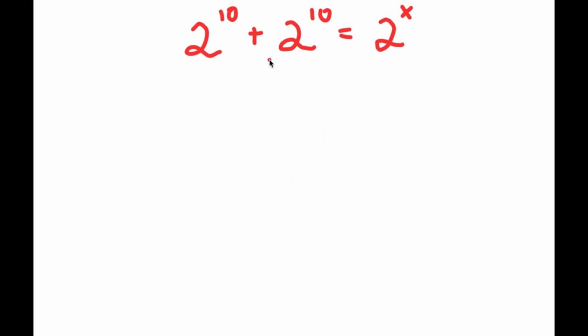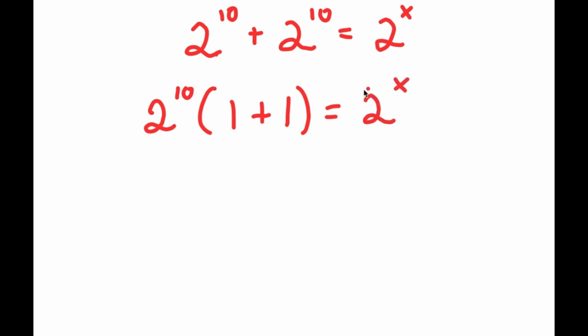Alright, so in this problem, I have 2 to the power of 10 plus 2 to the power of 10 is equal to 2 to the power of x. So to solve this, I'm going to factor out 2 to the power of 10. So I get 2 to the power of 10 times (1 plus 1) is equal to 2 to the power of x.